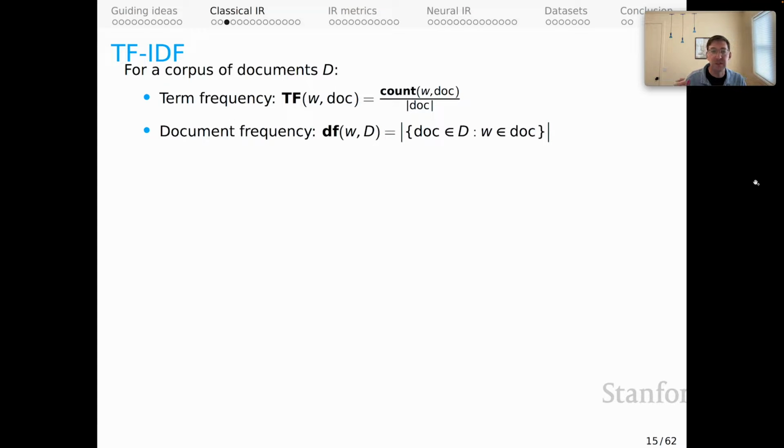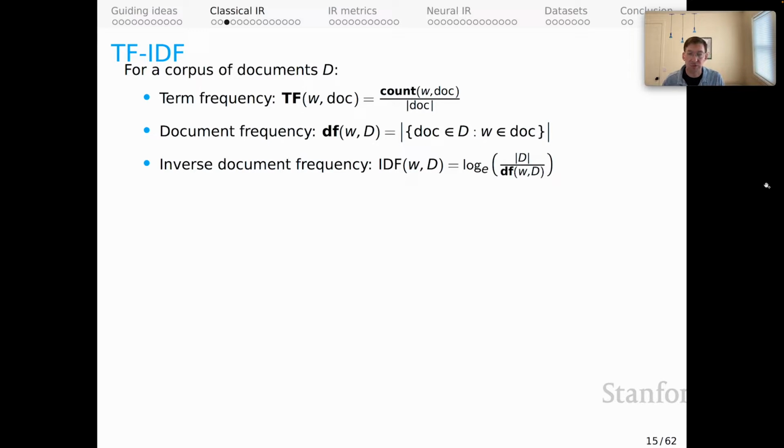Document frequency is a function of words and our entire corpus, and we're simply counting the number of documents that contain the target word, regardless of how frequent the word is in each one of those documents. Simple occurrence, the number of documents that contains the target word. And then inverse document frequency is just the log of the total size of our corpus divided by the document frequency value that we calculated. And then TF-IDF is simply the product of the TF and the IDF values.